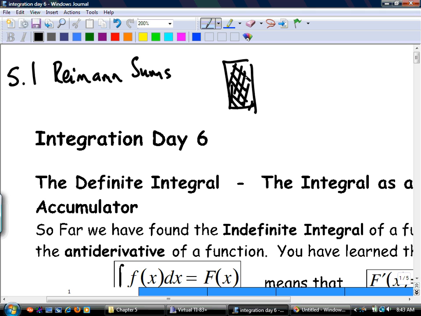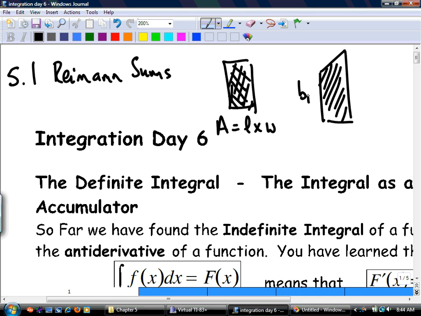This is a rectangle. Area is length times width. And the other formula we're going to use today is, this is a trapezoid. Do not talk to grade 8s and 9s this way about a trapezoid. Actually, you might be able to. The area is the average of the lengths times the width.